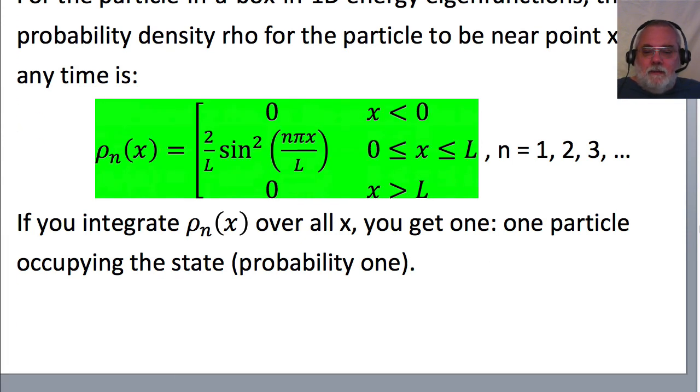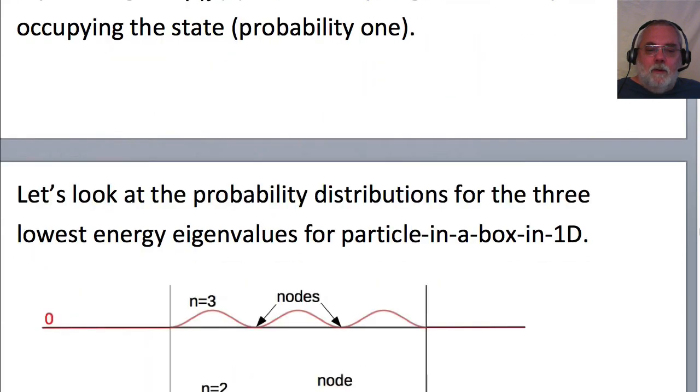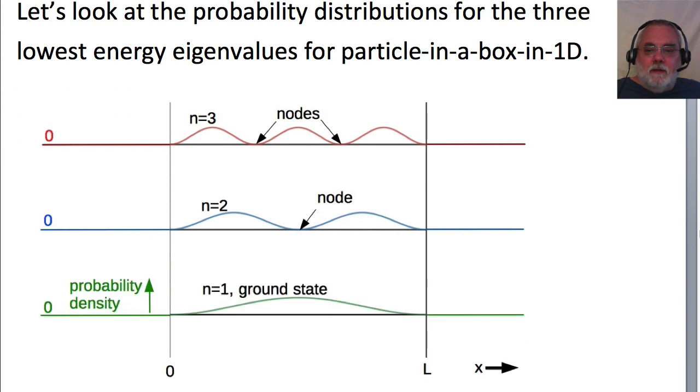Let's look at the probability distributions for the 3 lowest energy eigenvalues for particle in a box in one dimension. I'm plotting all 3 on one chart, but I'm spacing them vertically so we can see them more clearly. They all have 0 probability density of being beyond the box. The shape is sine squared, not sine, so the shape is a little different than the wave function.